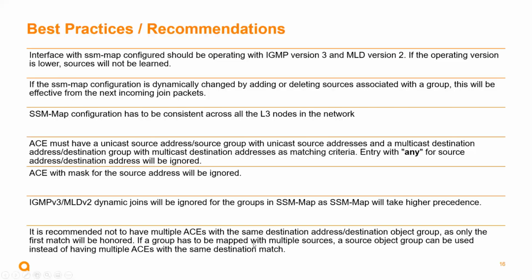If a group has to be mapped with multiple sources, a source object group should be used, because in that source object group, we're just going to list all of our sources and then map that to that destination group.